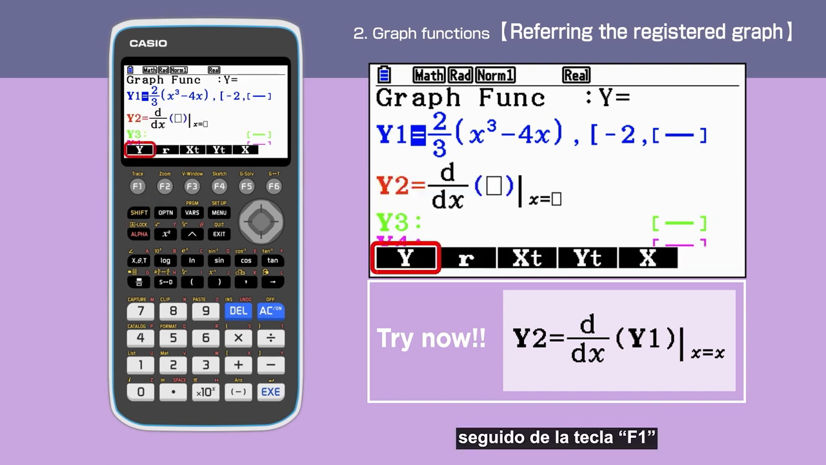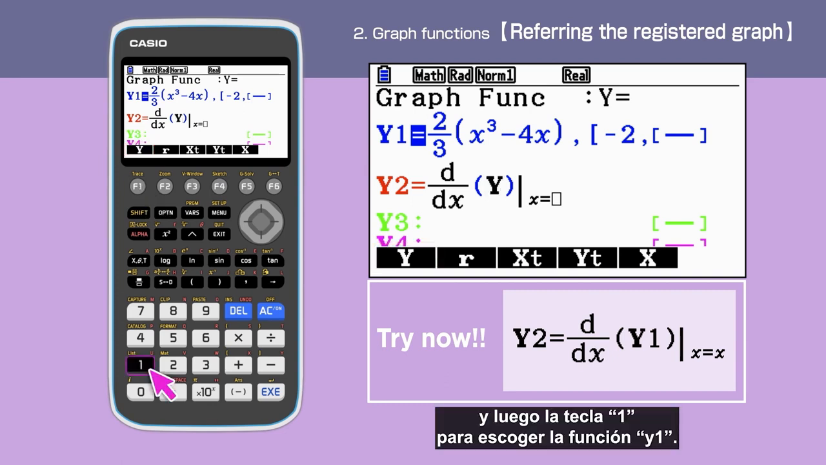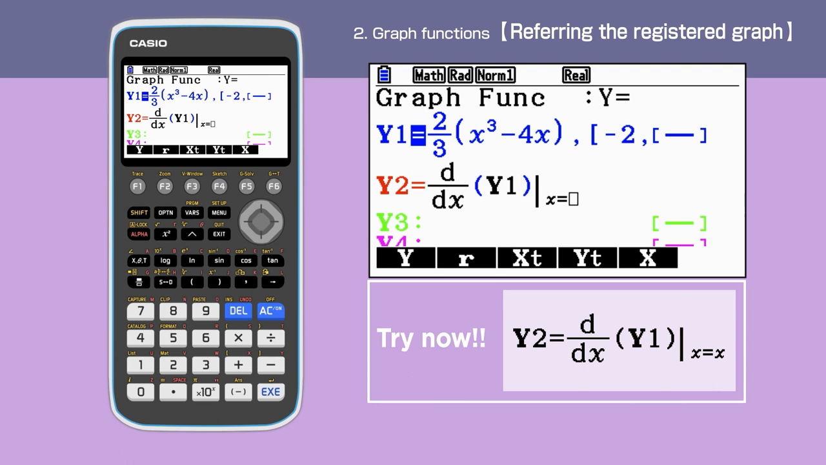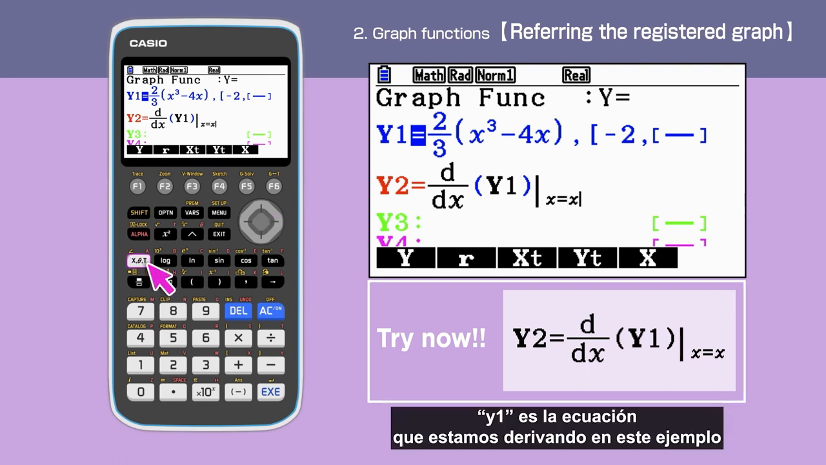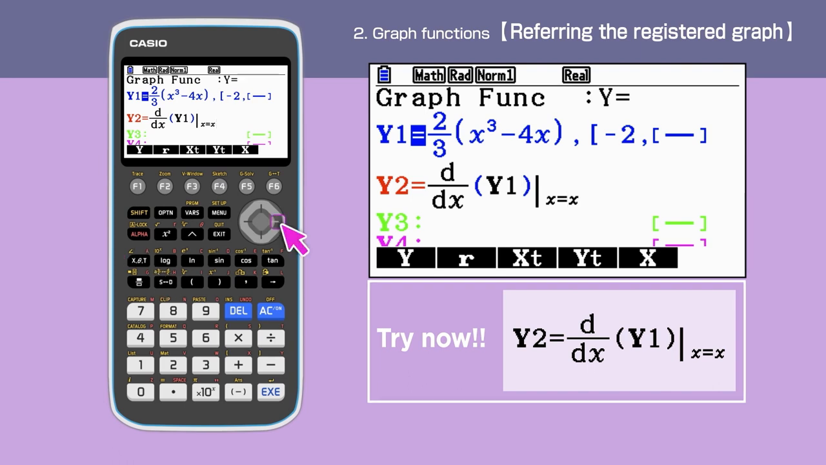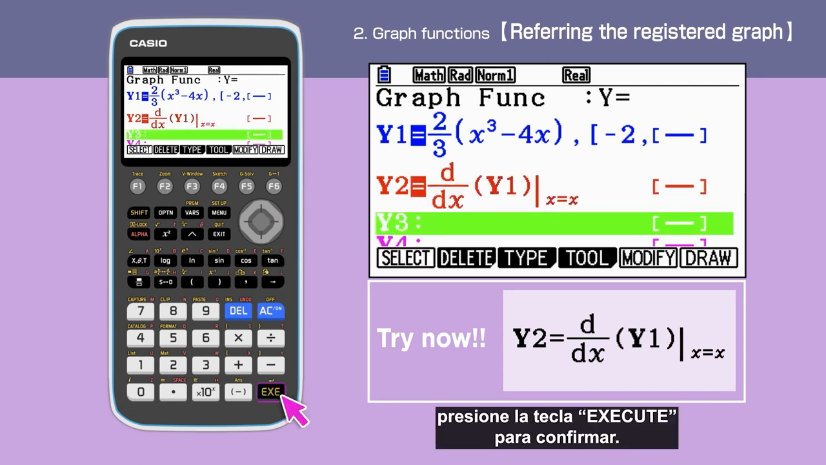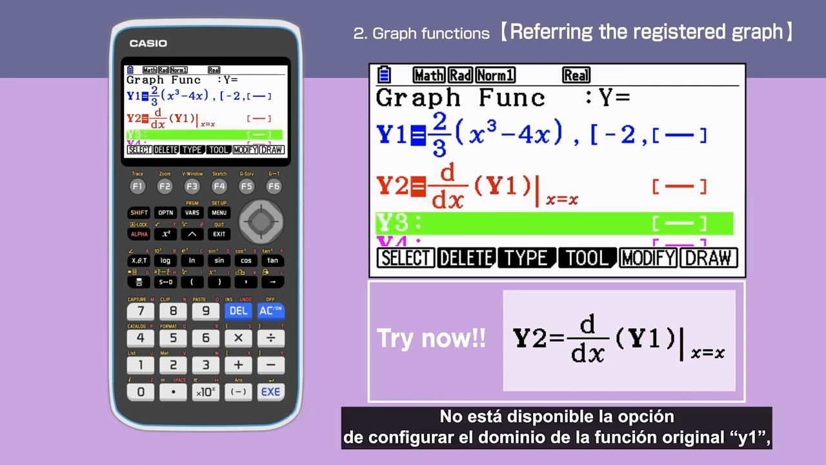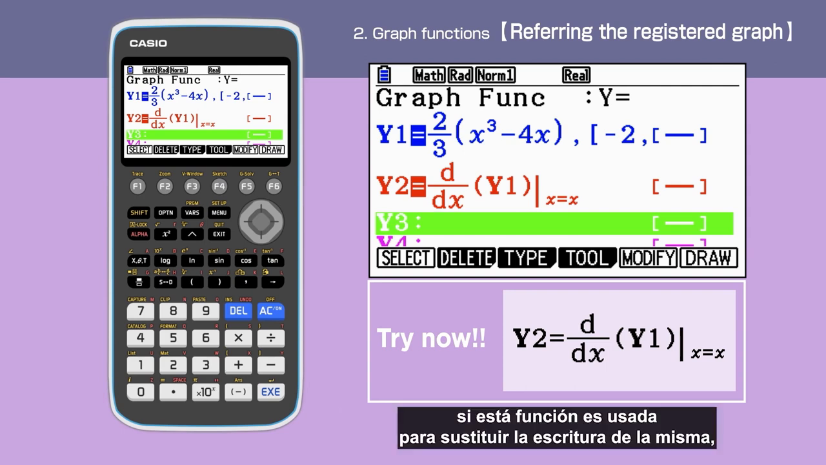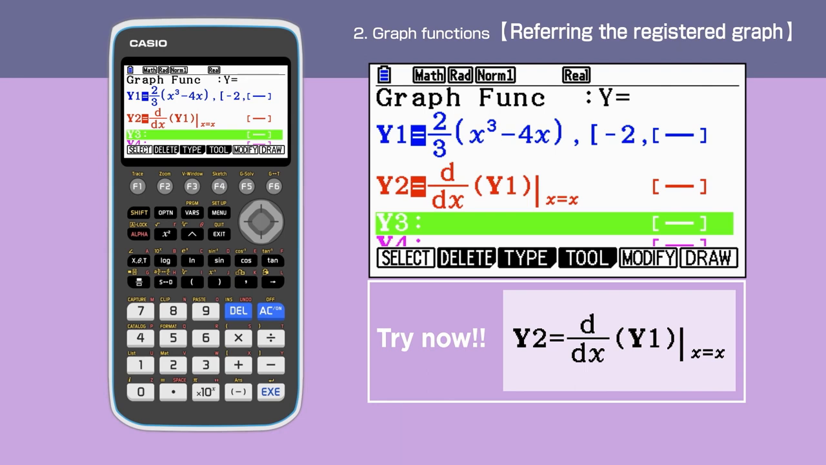Then press F1, 1 to choose the function y1. y1 is the equation we are differentiating here. Press Execute to confirm. We are not able to set the domain of the original function y1 if this function is used as a substitute in y2.